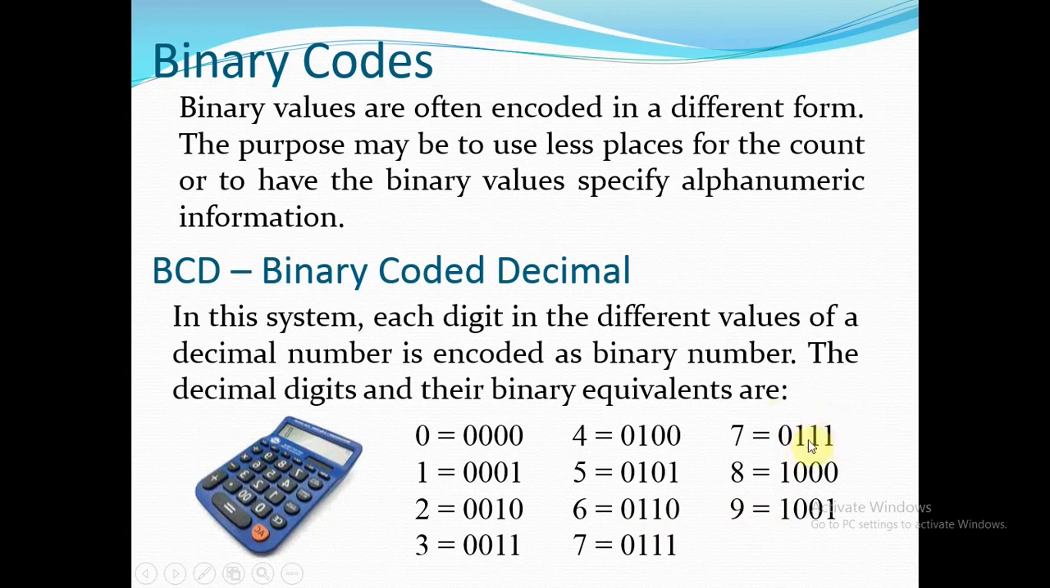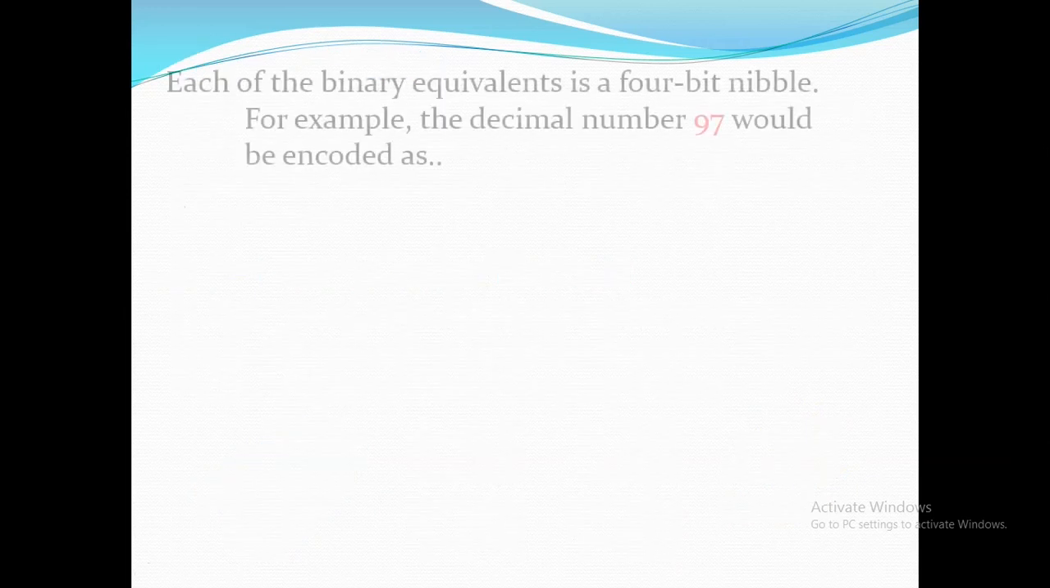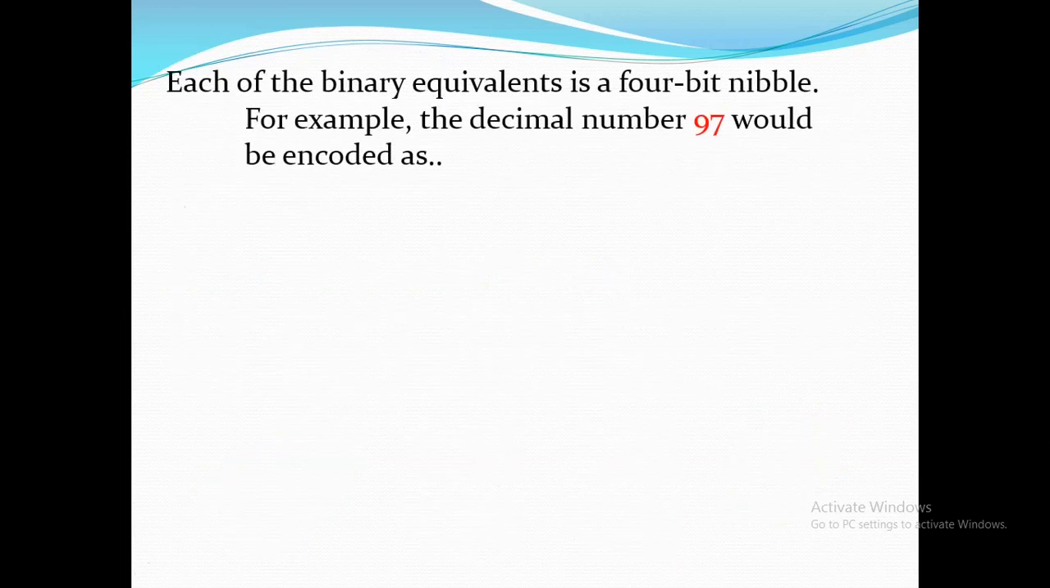So there are now 4 bits, which we call a nibble. 4 bits are called a nibble, and 8 bits is called a byte. You might have come across the term byte, B-Y-T-E. Byte means an 8-bit code. So for a nibble, we have 4 bits.